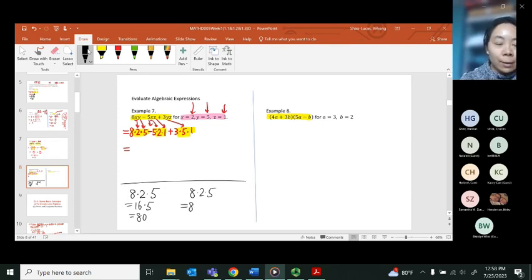If you apply a property, it's called associative. If you don't remember the name, that's okay. Associative property, which means you can multiply the last two numbers instead of the first two numbers. I can multiply 2 and 5 to get 10, and 8 times 10 is easier than 16 times 5. This is associative property.